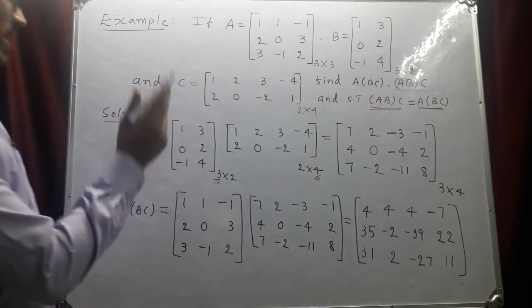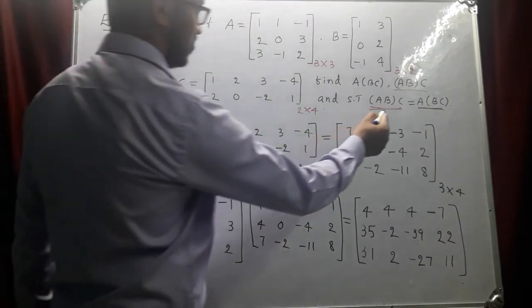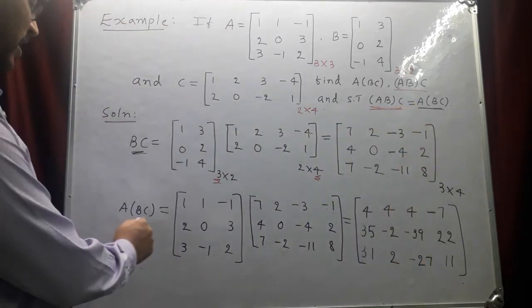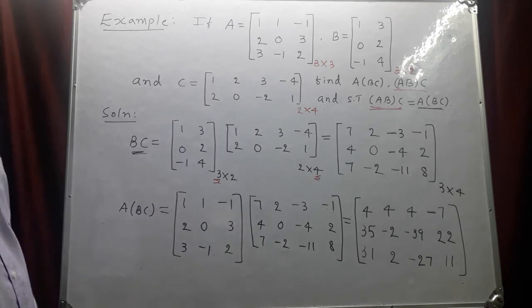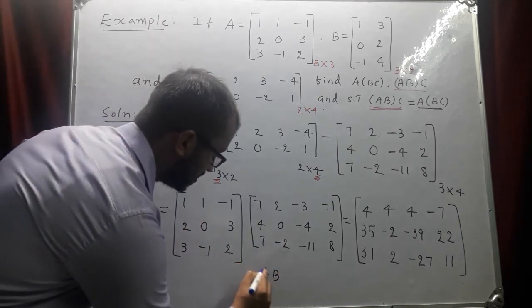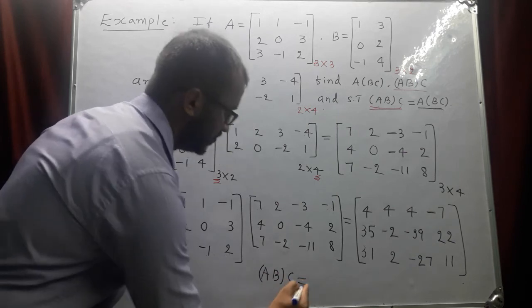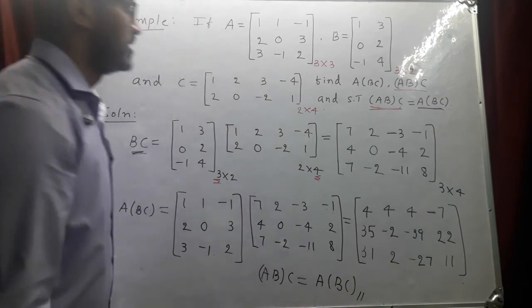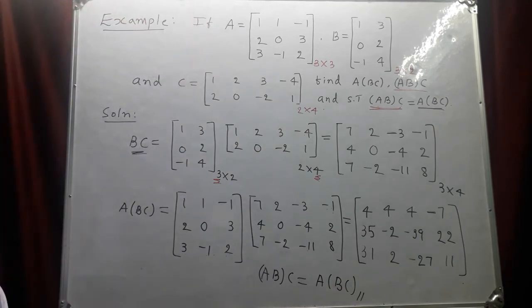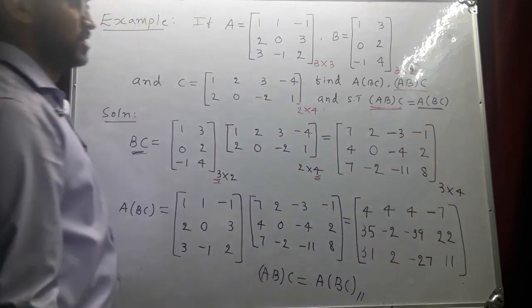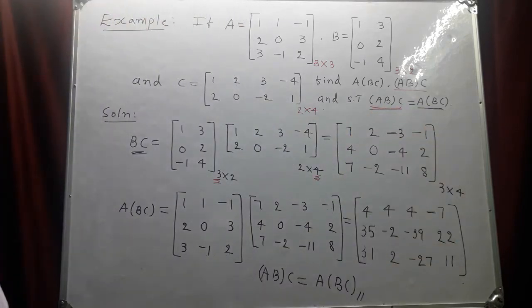Earlier we calculated the value of AB into C. Now we got the value of A into BC. So clearly we got the same answer. So we can conclude that AB into C is equal to A into BC. So in this case, it satisfies the associative law, with the condition that both sides of the equality are defined.